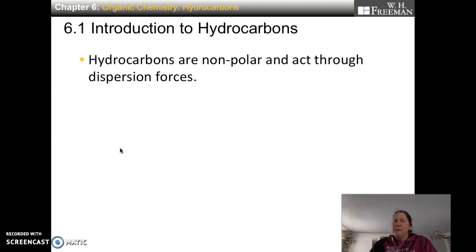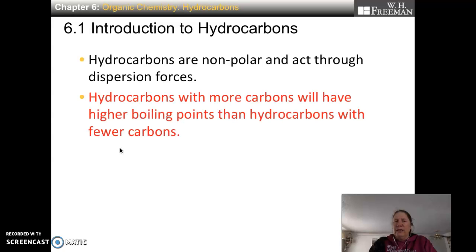Okay, so remember, nonpolar means they share their electrons equally, so they only have dispersion forces. They don't have dipoles. Even though there is hydrogen, they don't have hydrogen bonding, so they don't have that strong intermolecular force. If they have more carbons, because they're a bigger molecule, they tend to have higher boiling points. But in general, hydrocarbons, and again, hydrocarbon as an example is oil.